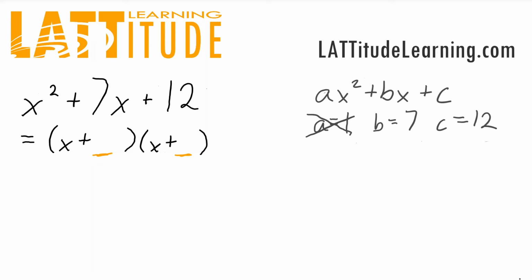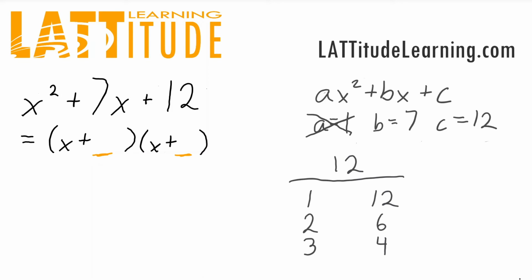But my next step is to find the factor pairs for the c value, which in this case is 12. So what numbers multiply, or what numbers have the product of 12? And so we start with 1 and the number itself. That will always be a factor pair. So in this case, 1 and 12. And in the case of 12, we also have 2 and 6 and 3 and 4. So these are the only factor pairs for 12. I've written them all down.